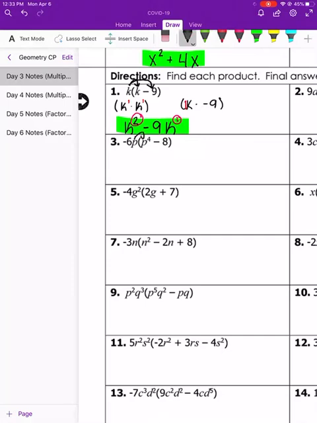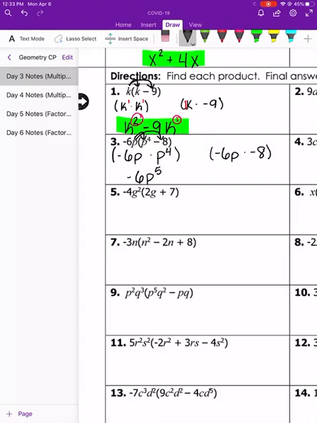So my next one, distribute negative 6p times p to the fourth, and then negative 6p times negative 8. Sorry, I didn't say that right. So negative 6p times p to the 4th, negative 6p times negative 8. So my very first one is going to give me negative 6 times my 1, which is negative 6. And then p to the first power times p to the 4th. So if I add those, 4 plus 1 is 5, so I get p to the 5th.